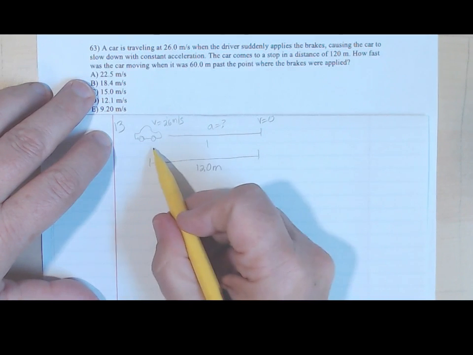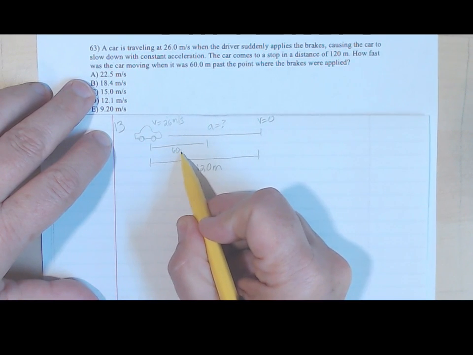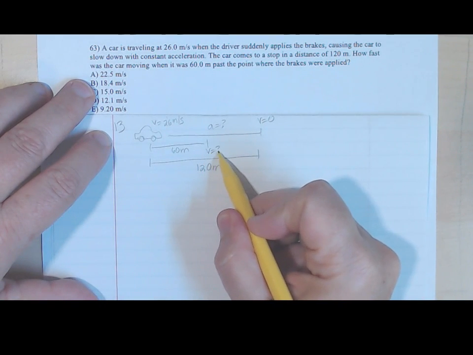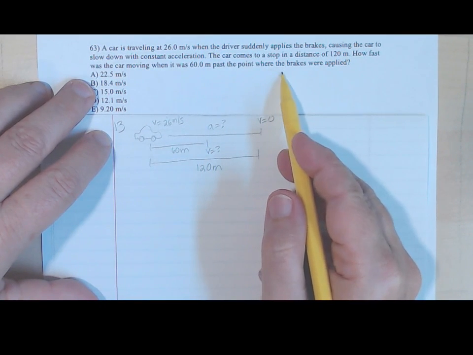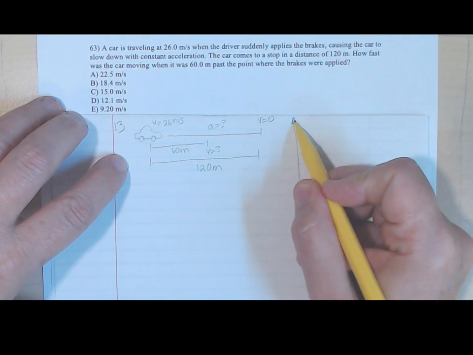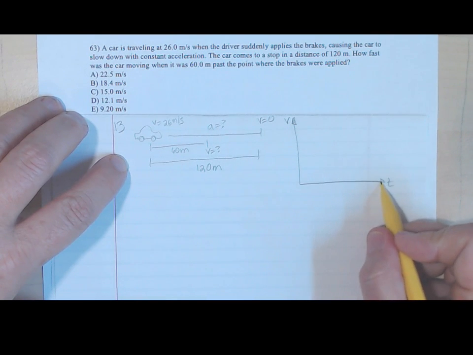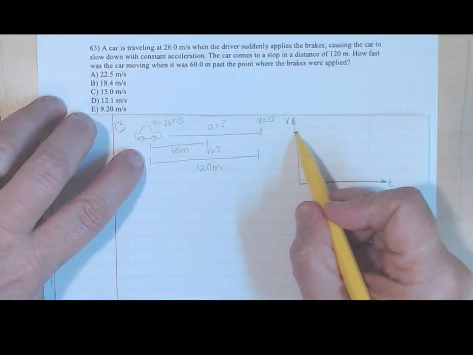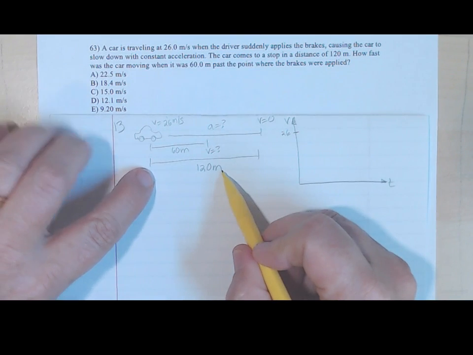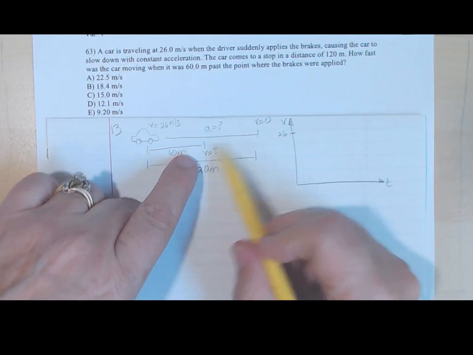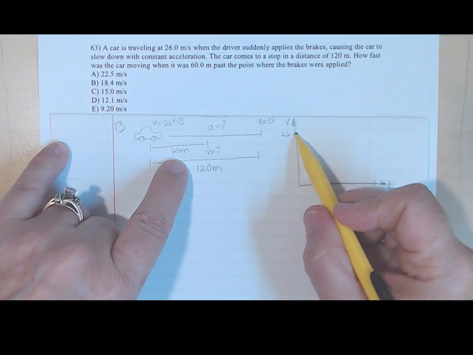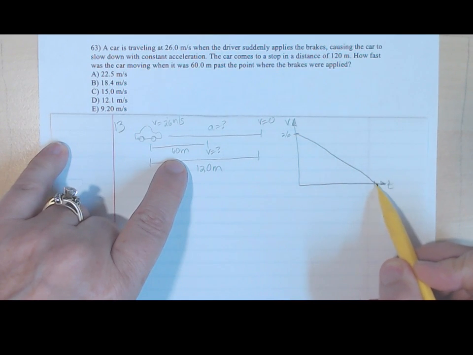But we're also interested in what happens at 60 meters. And we want to know the velocity at this point. Okay, so it's same as last time. We'll go ahead and draw our velocity time curve. We're starting at a velocity up here of 26. And ultimately, let's ignore this for now, we're finishing down here at a velocity of 0. At some time, we don't know what it is, but this is our behavior.